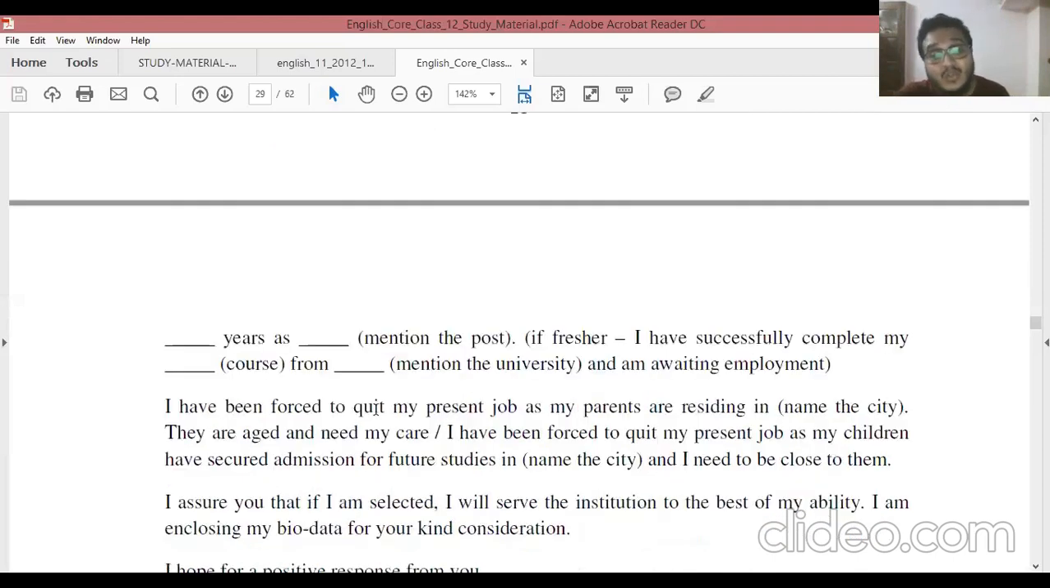Got it? The reason: I have been forced to quit my job. Next paragraph: my present job, as my parents are residing in the city. This may be the common reason, easily applicable. Or they are aged and need my care. I have been forced to quit my present job as my children have secured admission for further studies in the city name, and I need to be close to them.